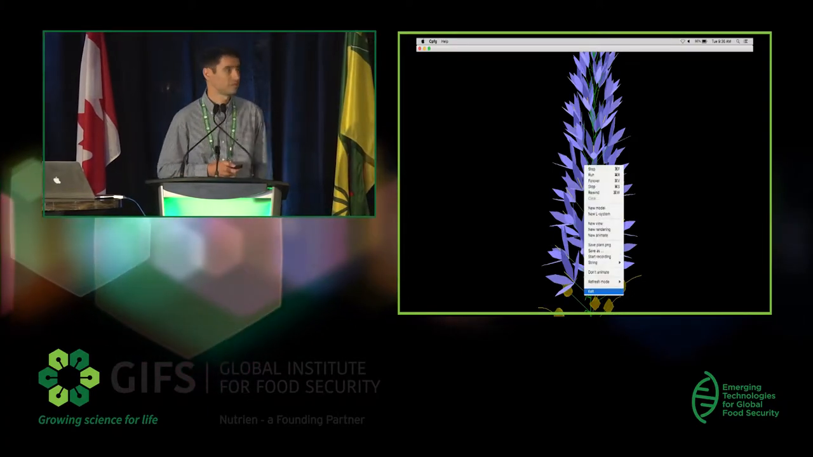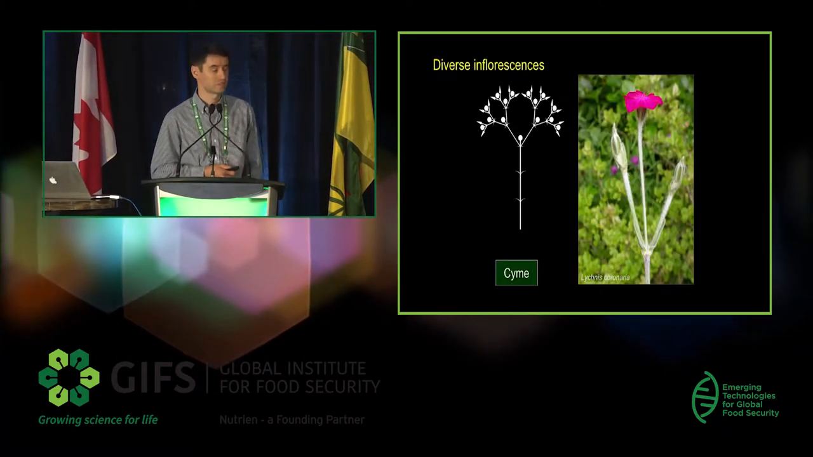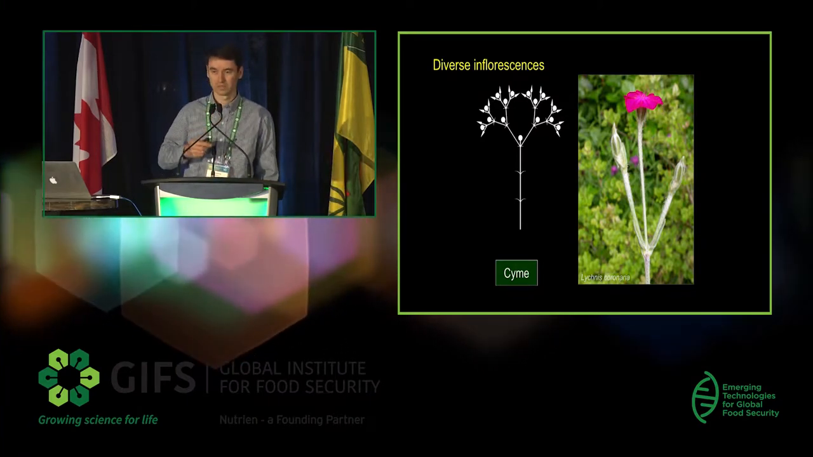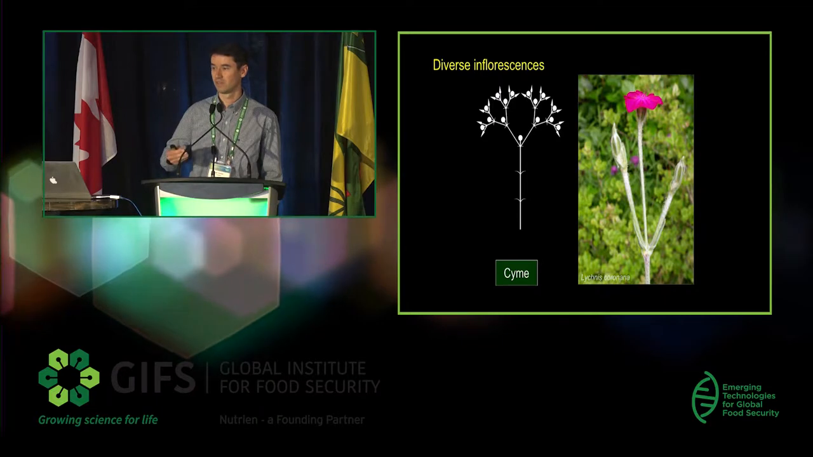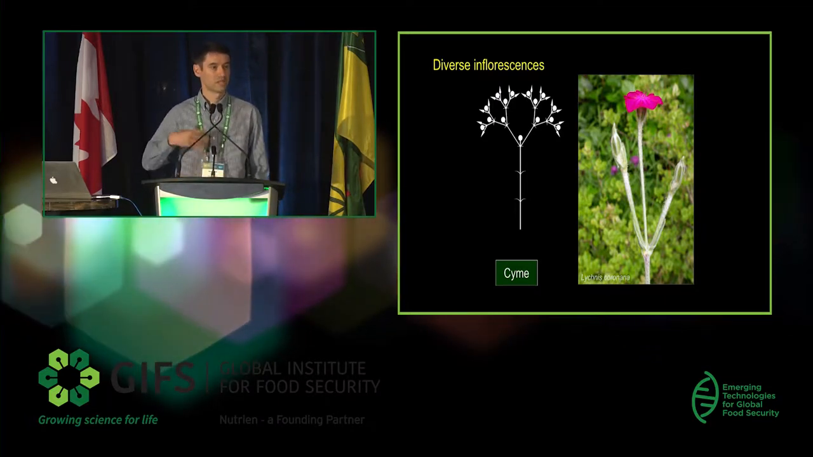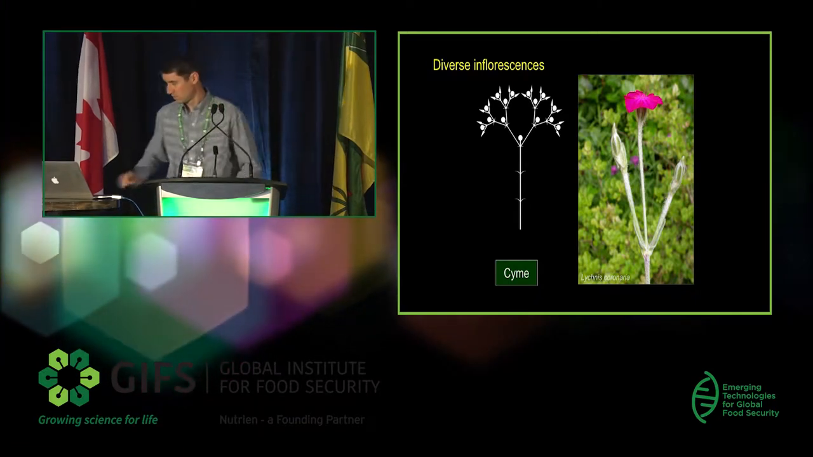Okay, another common type of inflorescence is a cyme. So here, essentially the main apex terminates in a flower, the lateral apices produce branches, and those terminate in flowers, and so on and so on.